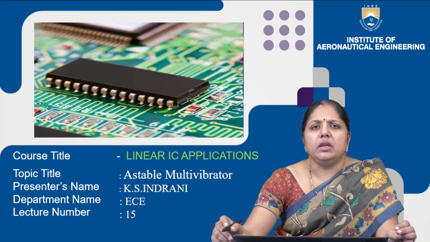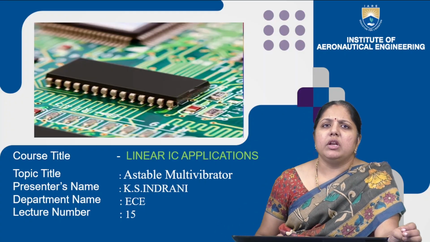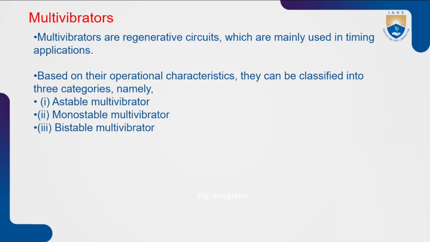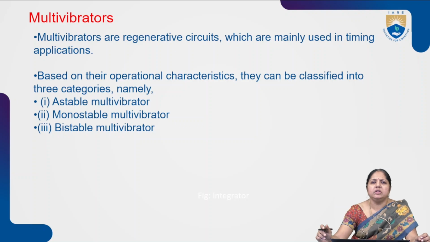Today, we are going to see one of the applications of the op-amp, which is the astable multivibrator. First, what is meant by multivibrator? A multivibrator is a regenerative circuit. Regenerative means it is continuously generating. This multivibrator is mainly used for timing-based applications.